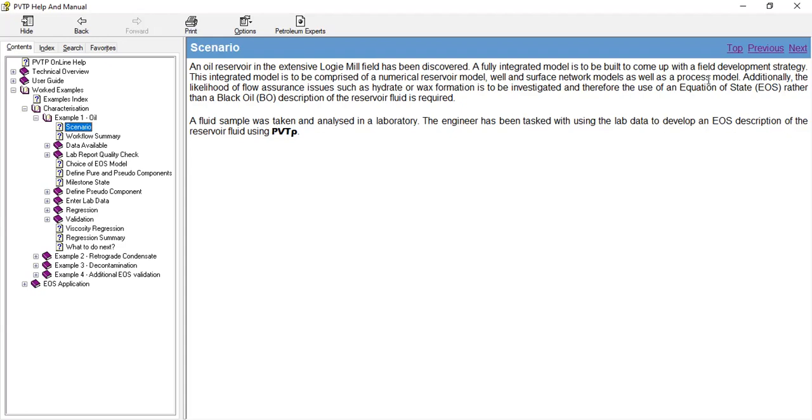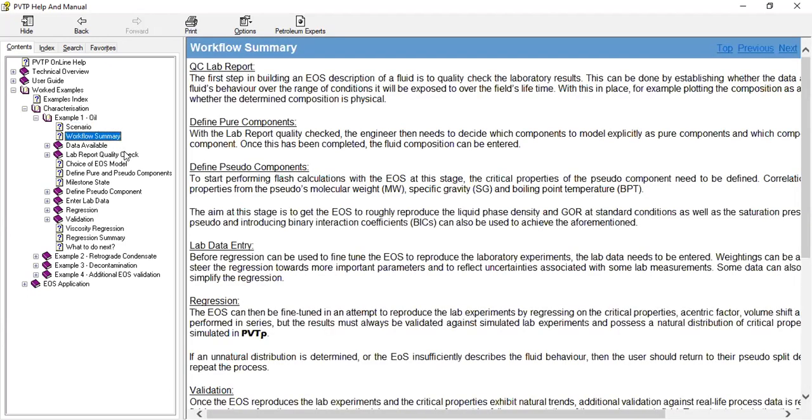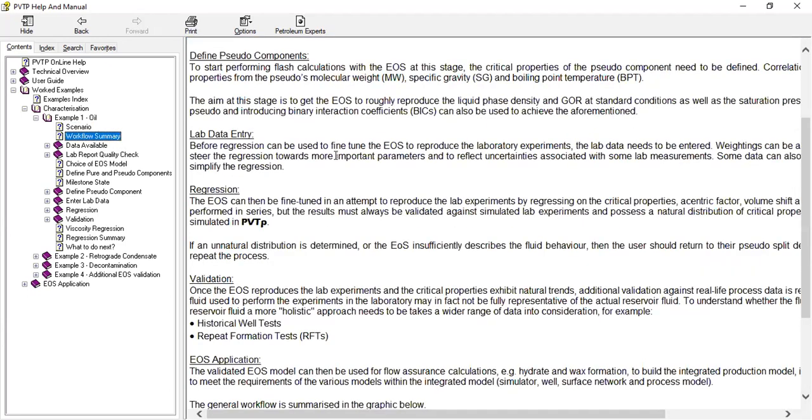A fluid sample was taken and analyzed in a laboratory. The engineer has been tasked with using the lab data to develop an EOS description of the reservoir fluid using PVTP, and we are the engineers. So that's for the scenario, and we go to workflow summary.